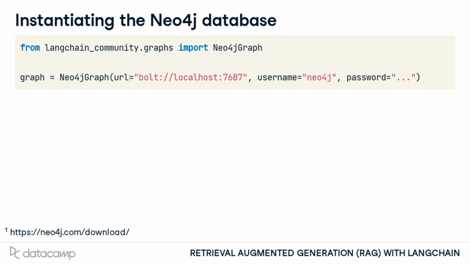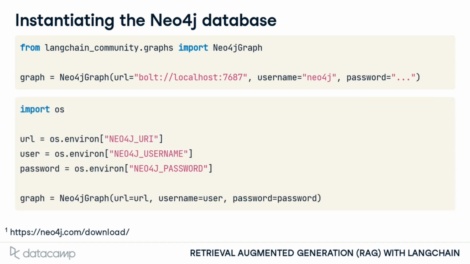We instantiate a graph with the Neo4j graph class, specifying the URL to the Neo4j database server and the credentials needed to access it. In a production setting, these credentials should be saved as environment variables rather than being committed to a codebase for better security.